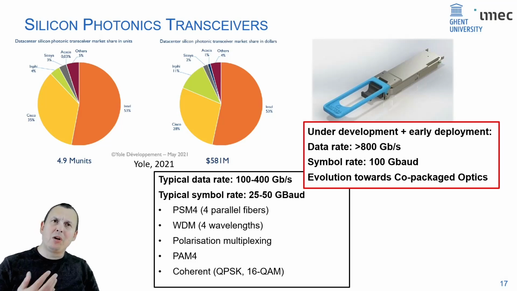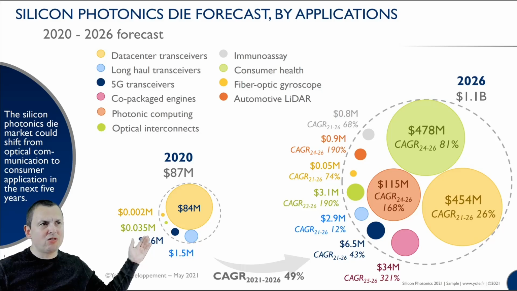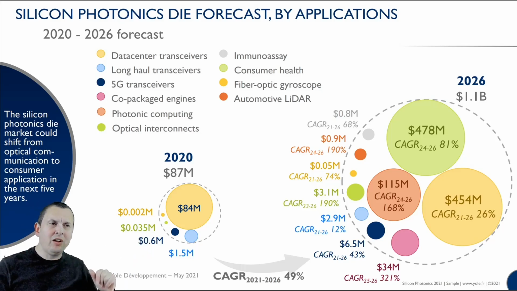However, if you look at the market studies and the market predictions, even though today the market is mostly dominated by datacom, the predictions are that several years in the future a large fraction of the market will be taken up by other applications, especially in sensors, consumer health, and maybe even LiDAR. But if you look today, where do we find these? Not in a lot of places.